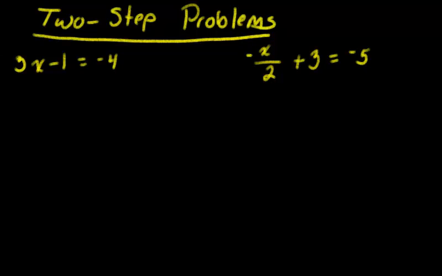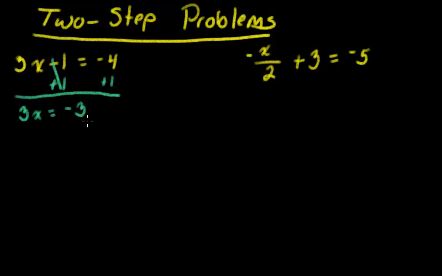Okay, we're going to solve these two-step equations, and we're going to first start by isolating the variables. So in this first one, 3x minus 1 equals negative 4. To do so, we're going to add 1 to both sides. And the negative 1 and the positive 1 will cancel out, and you're going to get 3x equals negative 3.